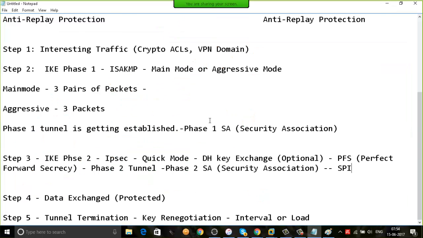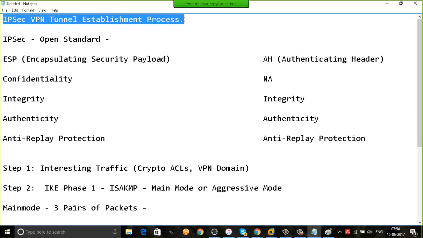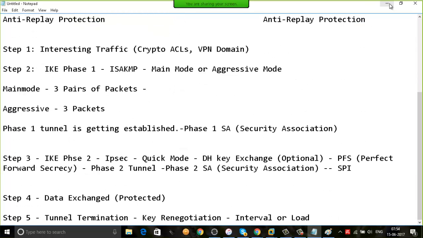So this is your typical explanation for the IPSec VPN tunnel establishment process. Let's see how this could be configured.